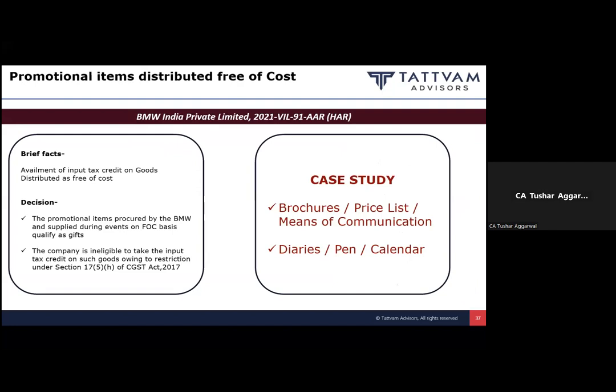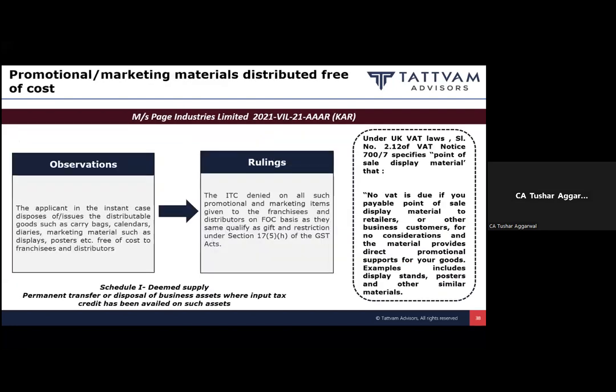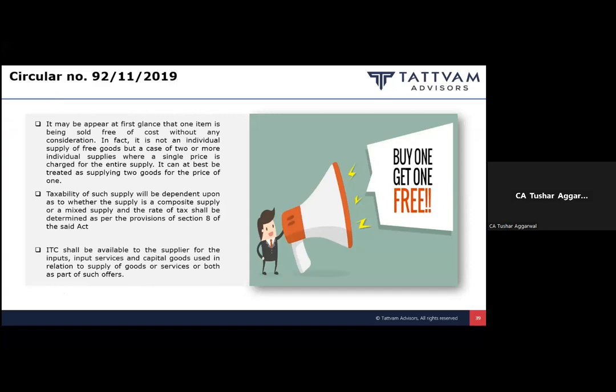The issue is, how am I out under section 17(5)(h) by virtue of stating that this is in the nature of gift? So what can qualify as gift is only the diaries, pen, which has certain personal economic value to the recipient, which can be used independently and personally by them, and not brochure, price list, means of communication, and hoardings, etc.